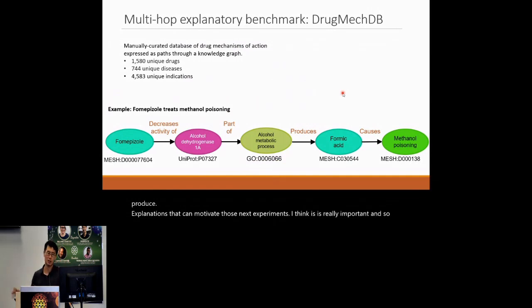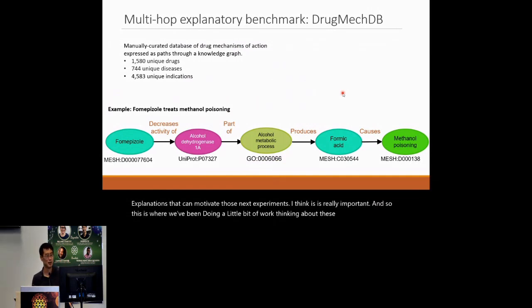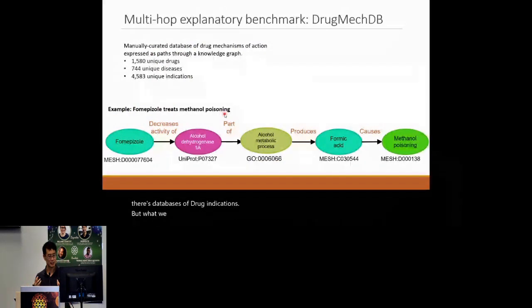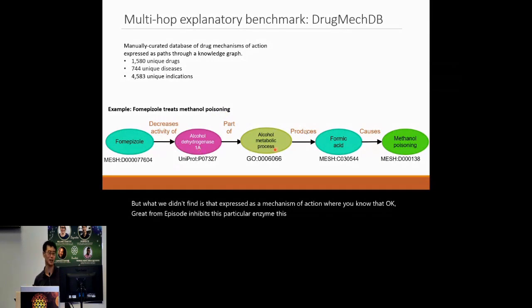And so this is where we've been doing a little bit of work thinking about the idea of a multi-hop explanatory benchmark through this resource DrugMechDB that we created. Very quickly, DrugMechDB is a manually curated database of drug mechanisms of action, expressed as reasoning chains through knowledge graphs. There are many databases that will tell you, for example, that fomepizole treats methanol poisoning. Like there are databases of drug indications. But what we didn't find was that expressed as a mechanism of action, where, okay, great, fomepizole inhibits this particular enzyme, this enzyme is part of this pathway, this pathway results in this intermediate, which causes the disease.